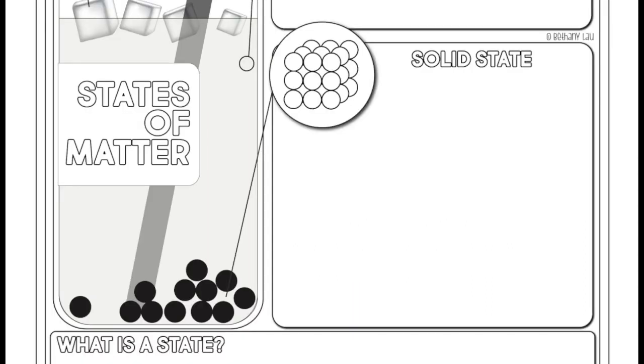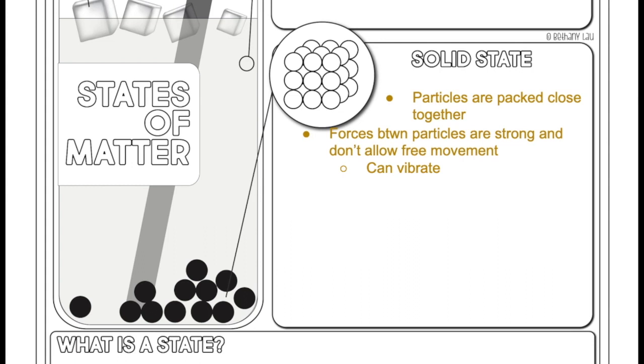So we're going to start with the lowest energy state first, which is solids. Solids are packed close together, and the forces between the particles are strong and don't allow for free movement. We generally see these particles packed close together in some type of pattern or form, like a crystallized form. So they're not freely moving past each other, but there's still movement occurring there. They are vibrating back and forth in that strict structure. So they have a definite shape and a definite volume.